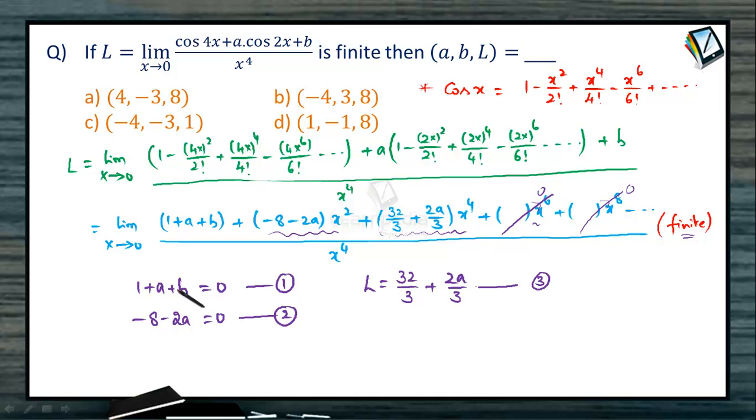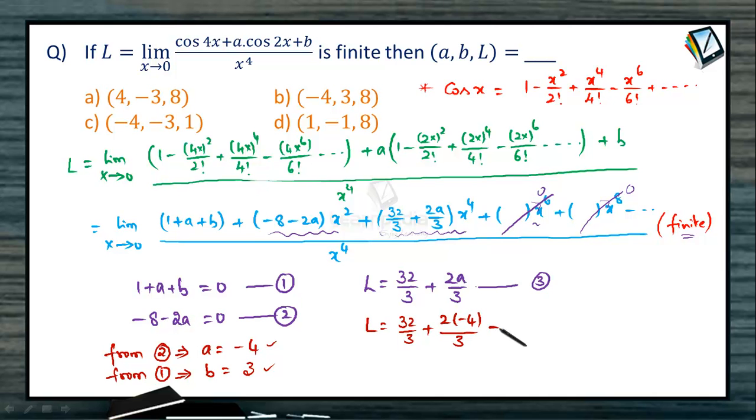Now we need to calculate a, b and L values all together. So from the second equation, clearly a becomes minus 4. Now when we take this a value and substitute in equation 1, we get the value of b is 3. Now you have a value and b value. What else is required? We need the value of L again. Now L is 32 by 3 plus 2 times, yes, we have calculated a value, minus 4 by 3. That is nothing but 32 minus 8 by 3, 24 by 3, which is equal to 8.